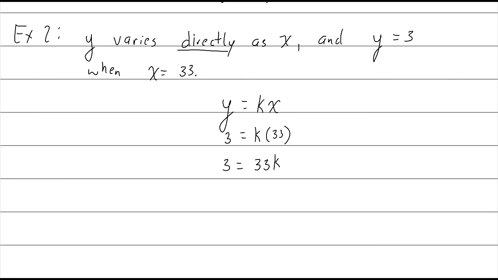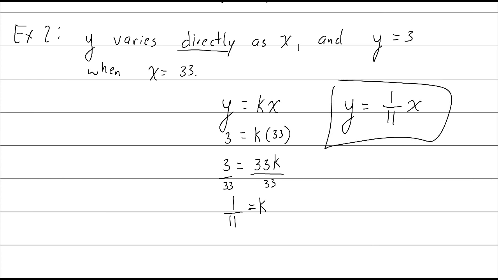If I divide both sides by 33, I can reduce that. That's 1 over 11. So k is 1 over 11. Plugging it back in for k in the equation gives me y equals 1 over 11x. Pretty simple, right? You're solving a pretty simple equation. All right, let's move on. So that's one type of variation.